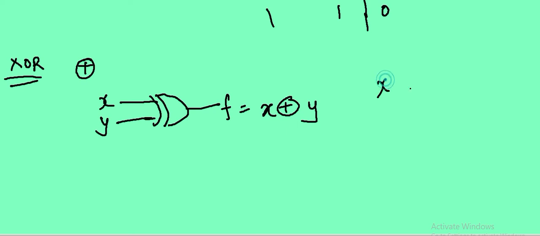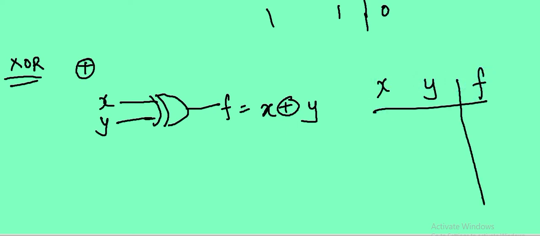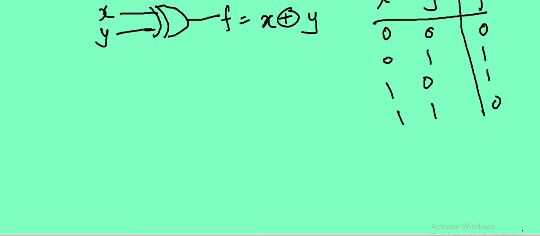So in that case, if I write the truth table for that gate, X, Y and F, so 0, 0, 0, 1, 1, 0 and 1, 1. So if both the inputs are the same, then it will be 0, otherwise it is 1. So the opposite of this gate is XNOR gate.